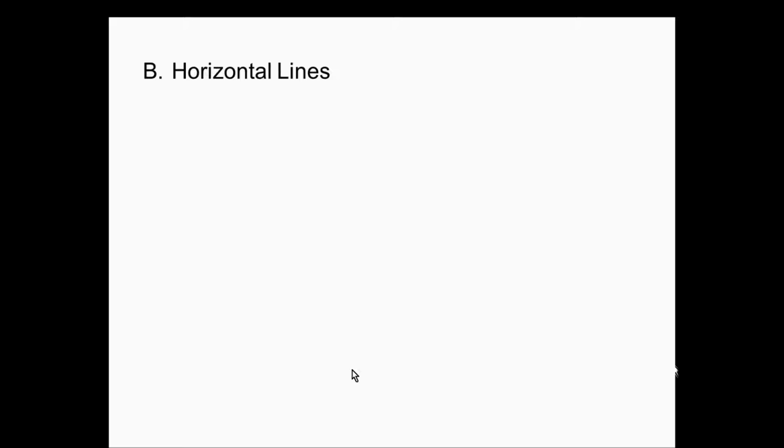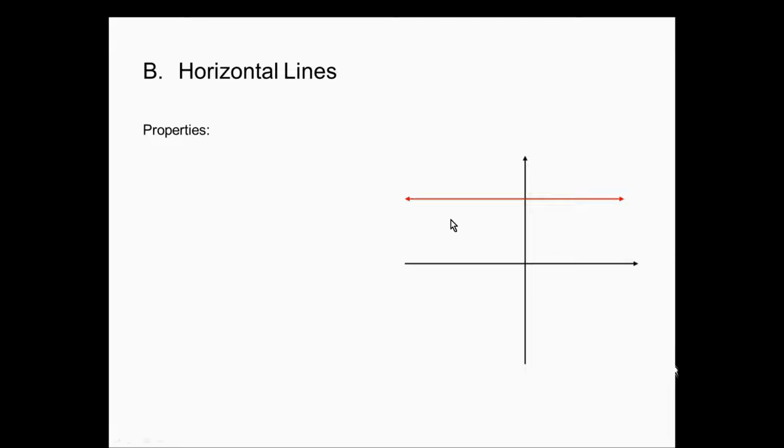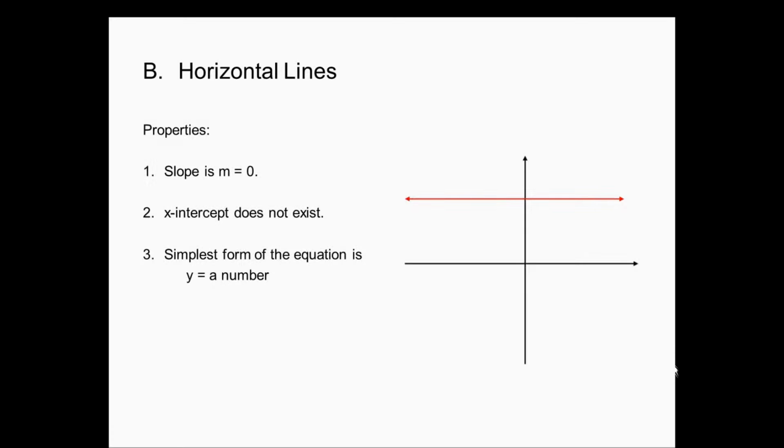Now let's look at horizontal lines. My red line is the horizontal line. The lay downies, the properties. The slope is m equals 0. It's not rising, it's not falling. The x-intercept does not exist, unless of course it's the x-axis. Number 3, the simplest form of the equation is y equals a number. Y equals a number is both general form and slope-intercept form. But notice the variable x is missing, and x is the horizontal axis.